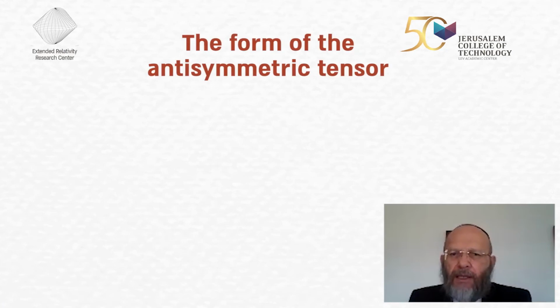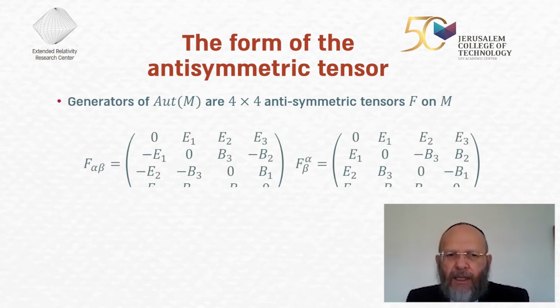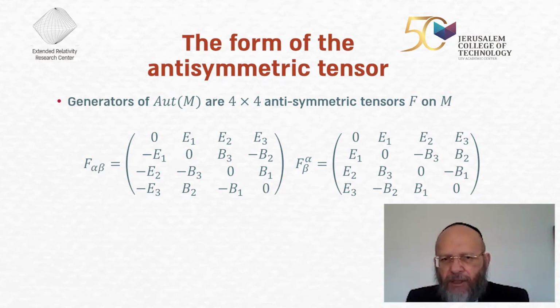How does an antisymmetric tensor look? The generators of this group are 4x4 antisymmetric tensors, F with indices mu nu. How do they look? Here, if the indices are below, it's antisymmetric. So here it's E1, so it's minus E1, E2, minus E2, E3, minus E3.